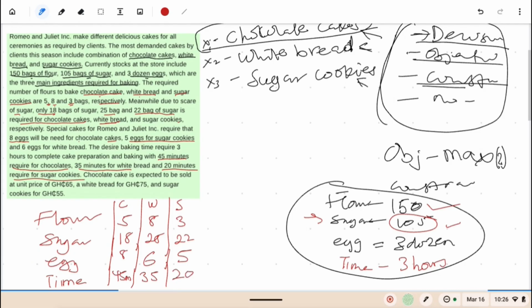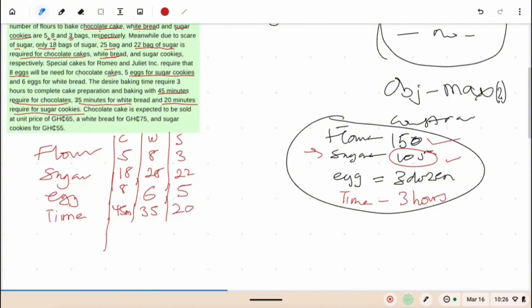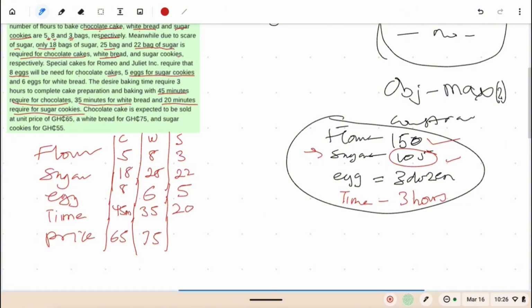The chocolate cake is expected to be sold at a unit price of 65. So now they are telling me the price they sold the chocolate. Let me scroll it here. So let me write the price here. They said they sold the chocolate for 65 cedis, white bread for 75 cedis, and then sugar cookies for 55. And then the main question was to find the maximum.